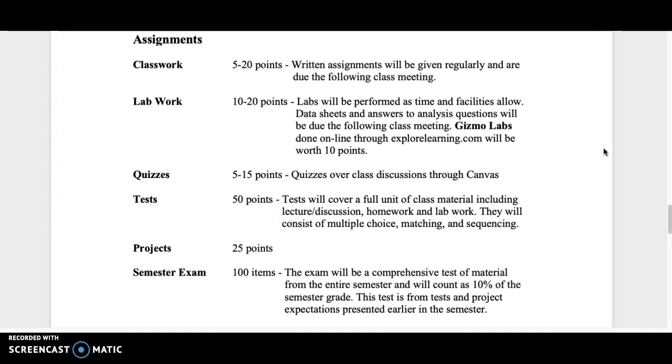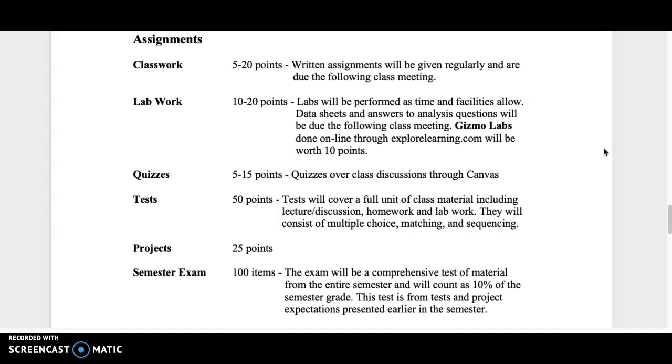You will have quizzes along the way, 5 to 15 points. All quizzes and tests are given through Canvas. Each of your unit tests are worth 50 points. They will cover everything in the class from lecture discussion to homework to lab work. They will be multiple choice, matching, and sequencing or placing things in order. If we are able to do projects, those will count as 25 points.